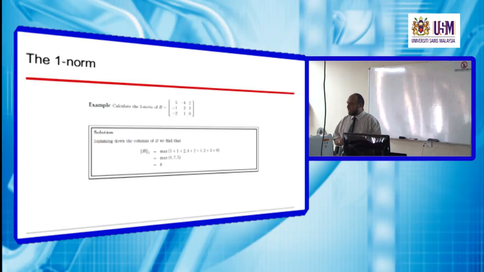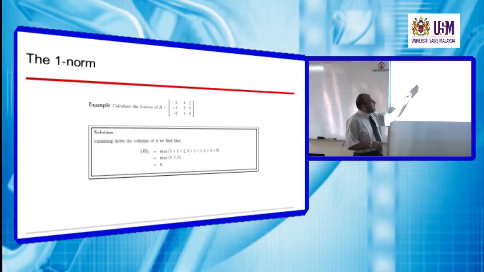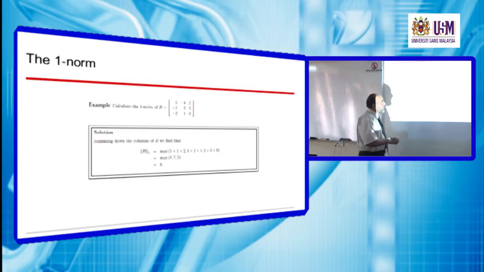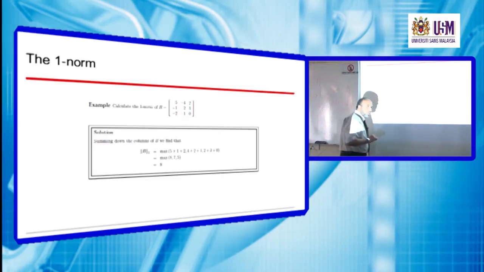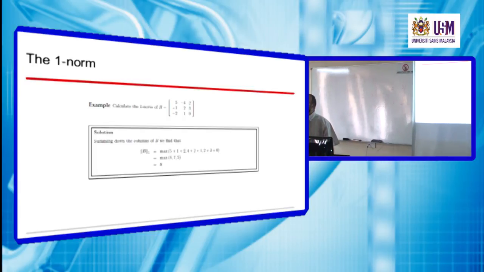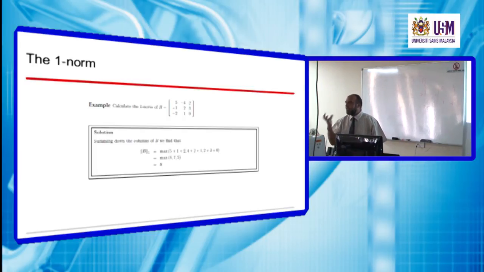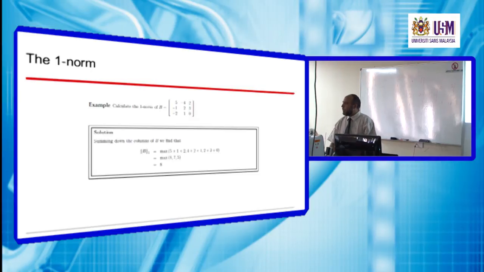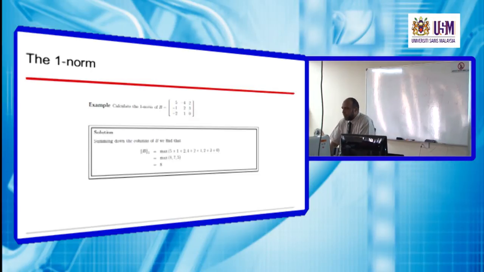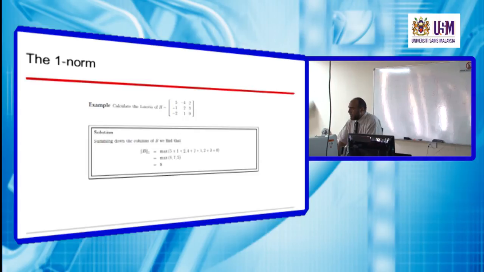So we are going to speak about three cases. The first one is the L1 norm, where we find the columns, here in this case we have three column vectors, to find the vector that has the largest value when its elements are summed. Is it clear or need more clarification? Yes. So there is no need for raising to a power here.